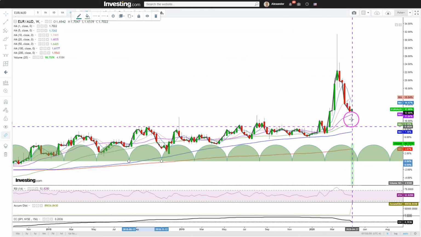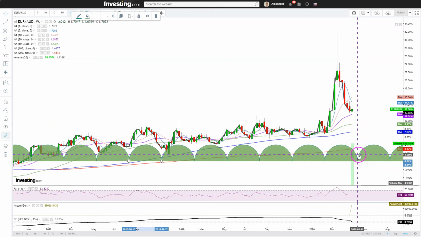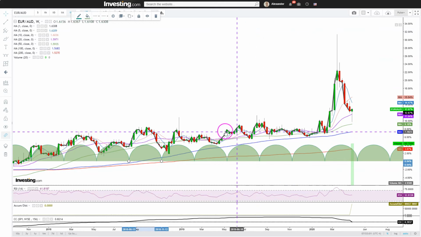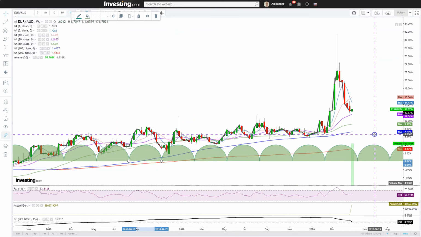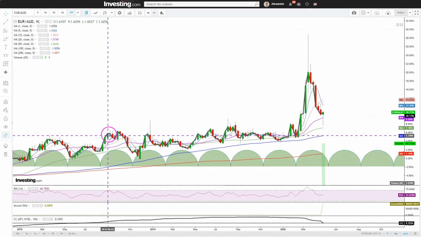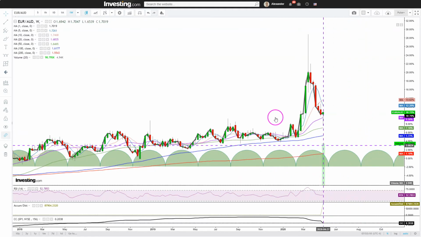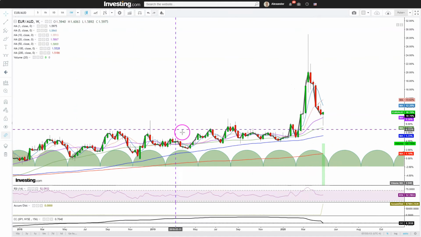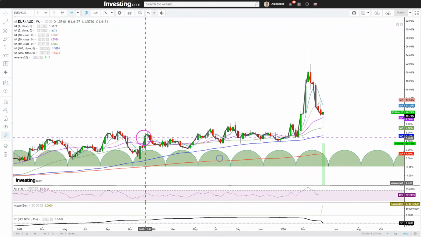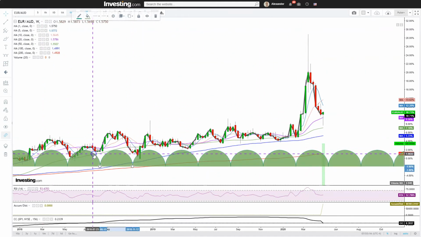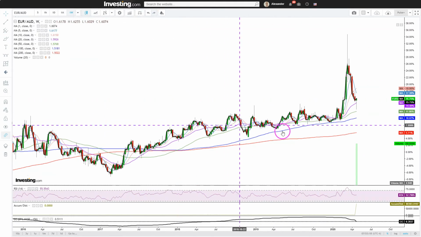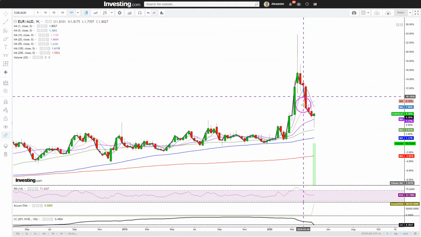Based on the cycle patterns, we would expect maybe a couple more weeks of pullback and then another rally upwards. Of course, when you see these cycle patterns, you have to be very careful about assuming that they are going to just repeat themselves with price action. But there is obviously another pattern here with these cycles. Very interesting. Okay, so we are above most of the key moving averages.